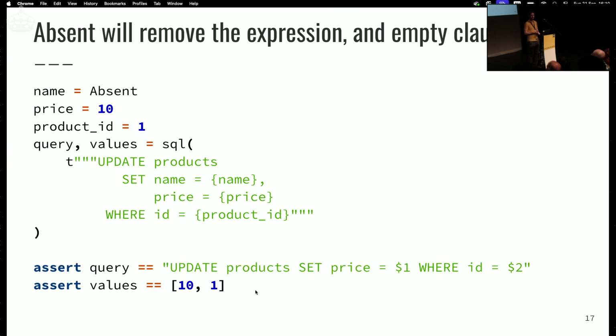The way it builds, to give you an example, is that if name is absent and the price is 10 and the product ID is 1, then the SQL function will realize it needs to take out the name expression of this query. And again, that's the key part of this, because you get the template and the SQL function can figure out with the context, its knowledge of SQL, how it should work with it. And so the query you get, hopefully no surprises, only has the price set and the ID set, and the name part is completely removed.